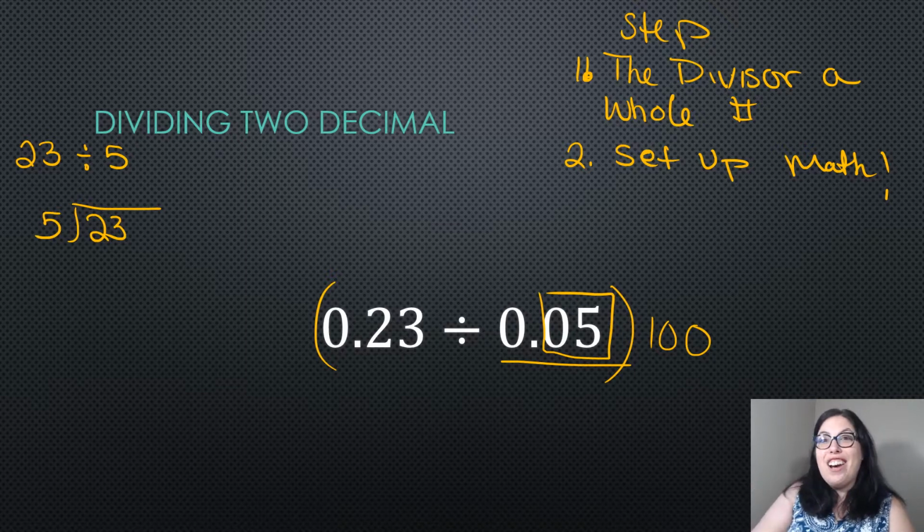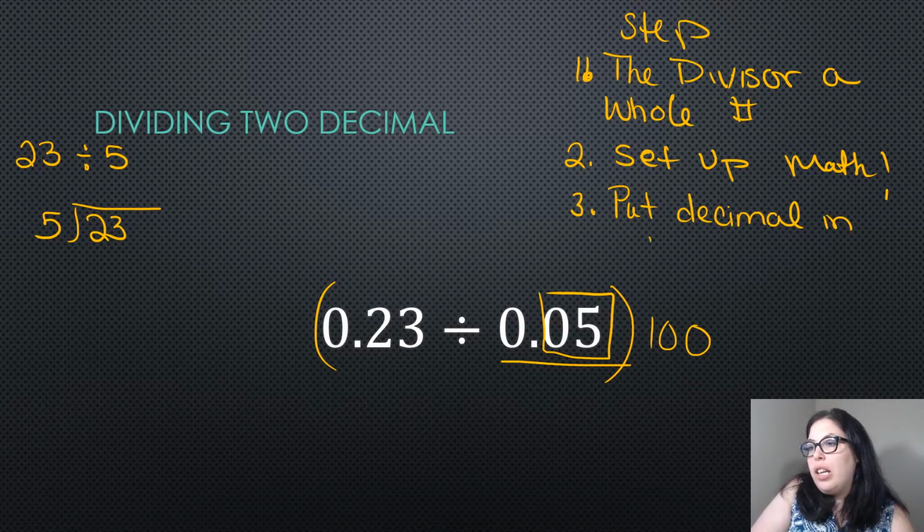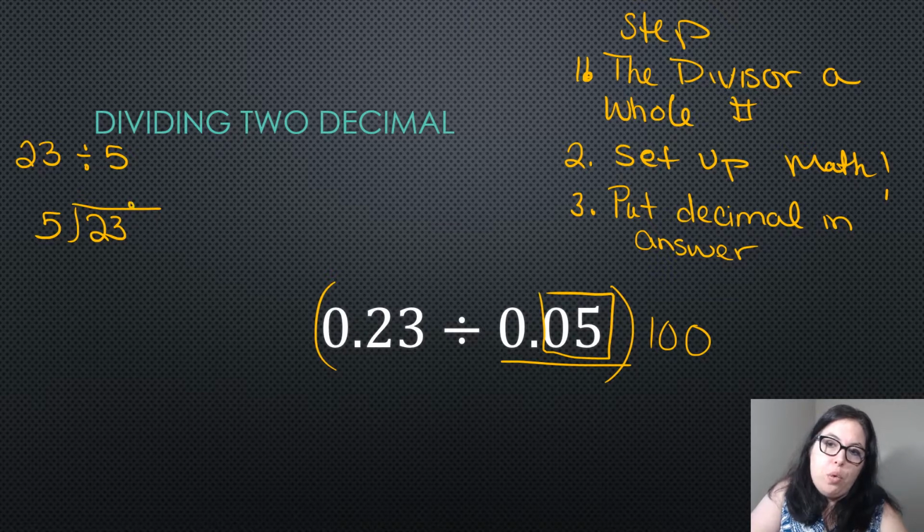Okay, and now we have a new rule. That new rule is going to be put decimal in answer. So this one doesn't have a decimal, but the decimal would be at the end of the number. So after the 3, we have a ones place and a tens place, and then there is the decimal. So 5 goes into 23 4 times, which would be 20. All right, drop down my 3.